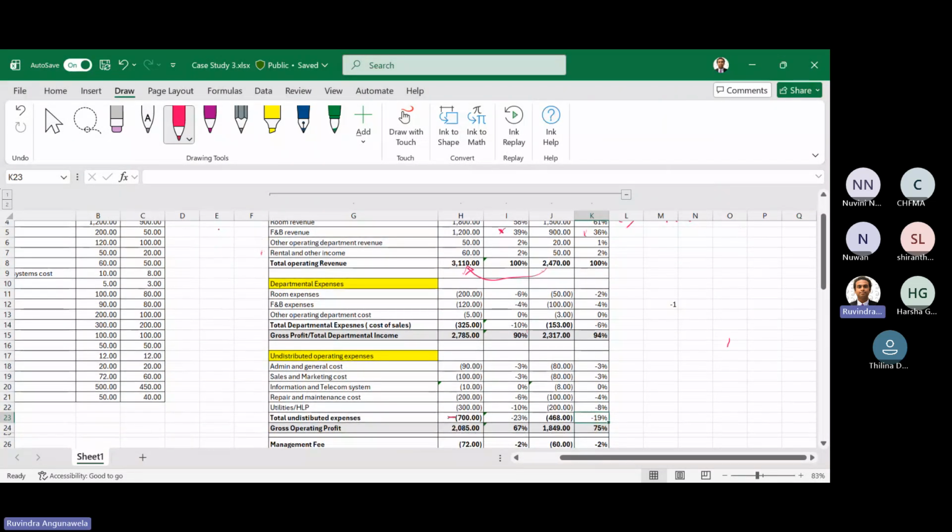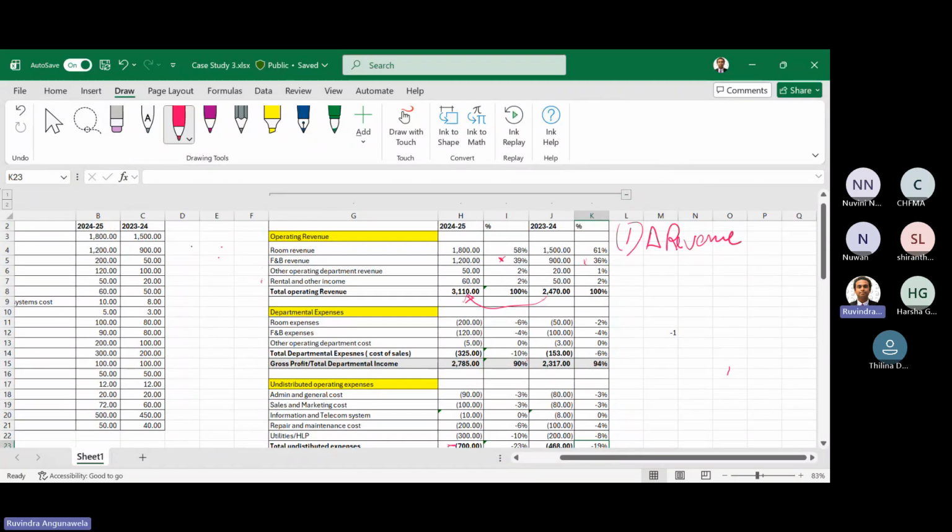Now, what about departmental expenses? There's something interesting here. Who can tell me, comment on the departmental expenses or cost of sales? There's something there that you can really spot if you really look at it. What can you say? Of course, there's a change in cost of sales. Cost of sales has increased from 153 to 325 million. Yes, that is right.